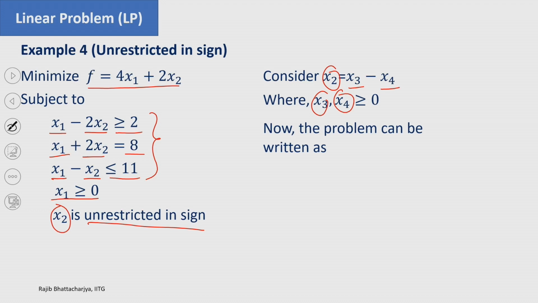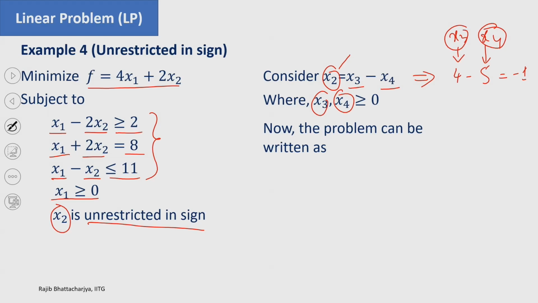Okay. So, the variable value should be positive. But in this case the x 2 can be negative also. So, therefore, I am writing x 2 in terms of x 3 and x 4, and x 3 and x 4 are positive. Suppose if you want to have a negative value, I can write 4 minus 5. So, this is your x 3 and this is your x 4. So, 4 minus 5 equal to minus 1, but x 3 and x 4 are positive.